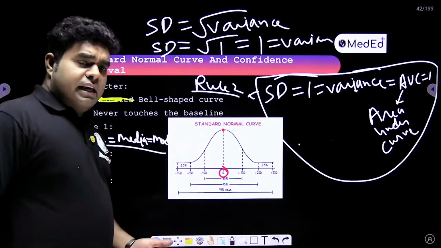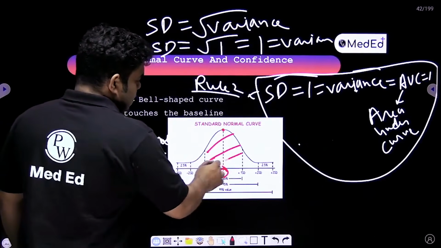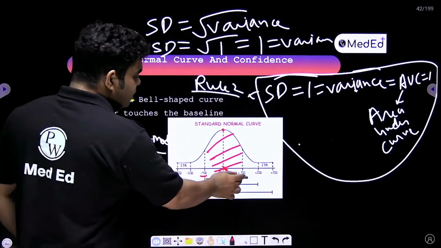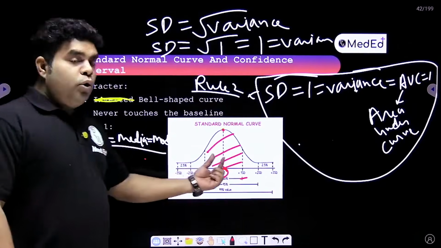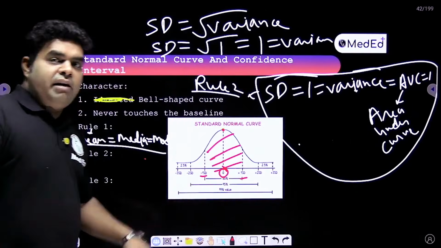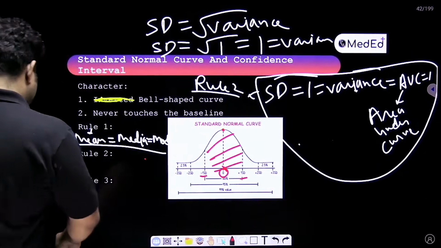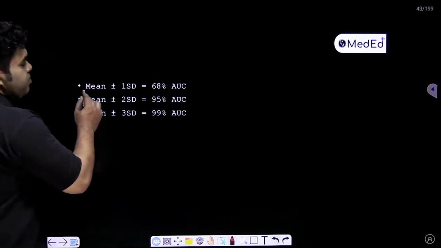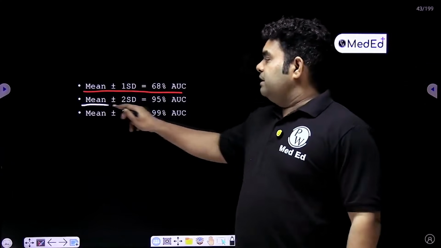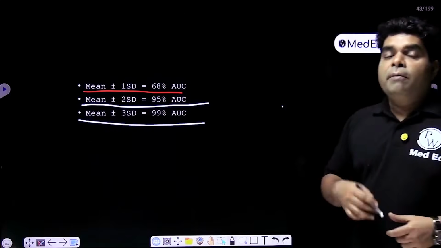Rule 3 is very simple, which says that if you look at the middle part of this curve in this red zone, if the total area is 100%, this red zone, which is between -1 to +1 standard deviation, has definitely more than 50% value. Actually, it has 68% value. And if you go -2 to +2, it has 95% value. And -3 to +3 will have 99% value. This is rule 3. That means mean ±1 standard deviation is 68% area under the curve or 68% value. Mean ±2 has 95% area under the curve or 95% value. Mean ±3 has 99% area under the curve or 99% value.